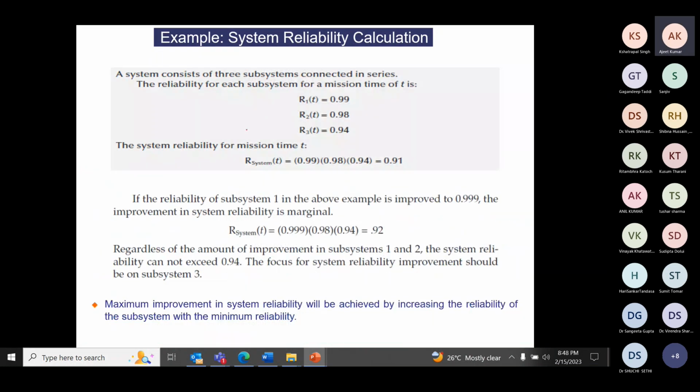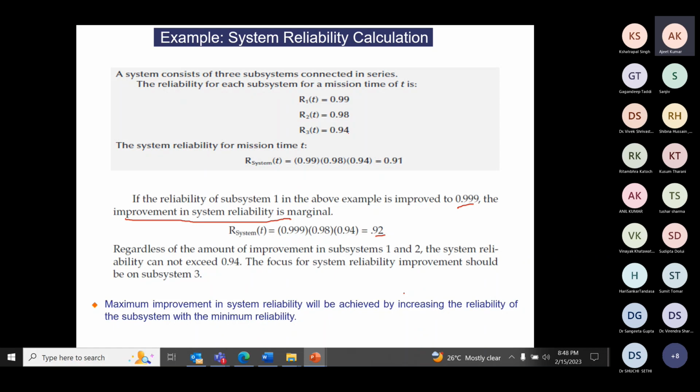Same, I will not take much time. It's a class, or you can go through simply. This system R1, R2, R3. Reliability means this into this into this, finish. Now come to the next point. If reliability of system 1, in the above example, is improved by this much, then improvement in reliability is how much? Marginal, 0.9292. But if reliability is improved this much, 94, you will get more. So this is a way.